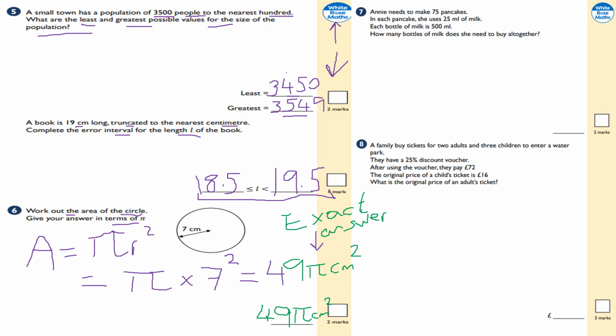Question number 7. Annie needs to make 75 pancakes. In each pancake, she uses 25 milliliters of milk. Each bottle of milk is 500 milliliters. How many bottles of milk does she need to buy altogether? So in each pancake, if I do 25 multiplied by 75, that will tell me the total amount of milk that is going to be needed for the 75 pancakes.